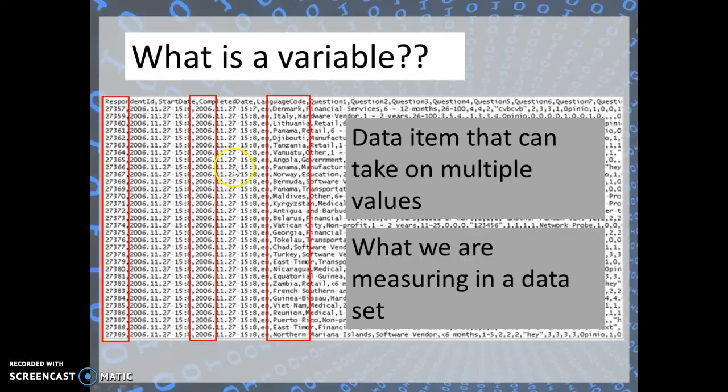In particular, I've got an example here in the background. Maybe I'm measuring the year. Maybe I'm measuring the country that I'm talking about. These numbers, I don't know if that's an ID number or something, but what am I measuring? That's what a variable is.